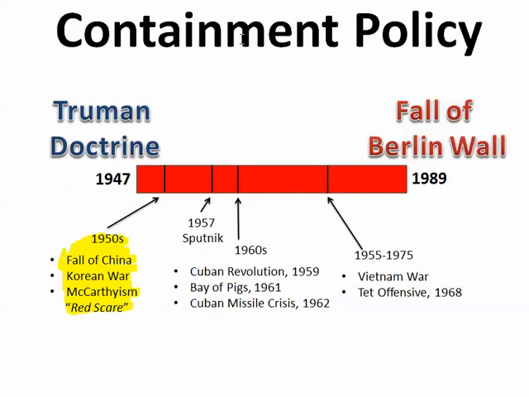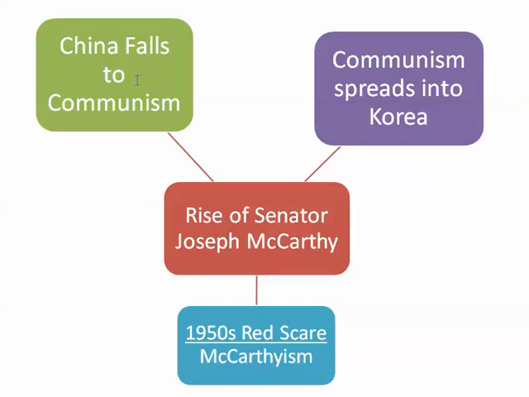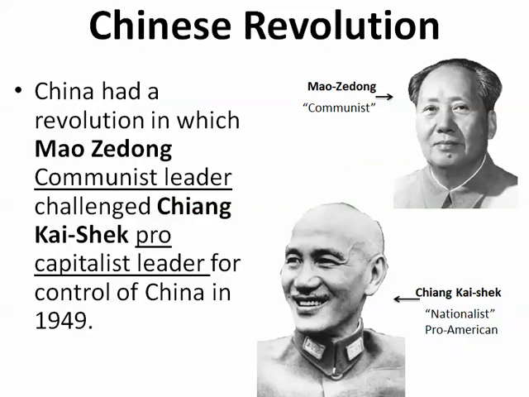The containment policy is something we talked about during the Cold War in Unit 8. In the 1950s, China fell to communism. The United States didn't like that because their containment policy was to try to stop the spread of communism. We talked about the rise of Senator Joseph McCarthy and McCarthyism, and the Red Scare of the 1950s. So the United States was very much opposed to China and did not recognize the communist government under Mao Zedong.